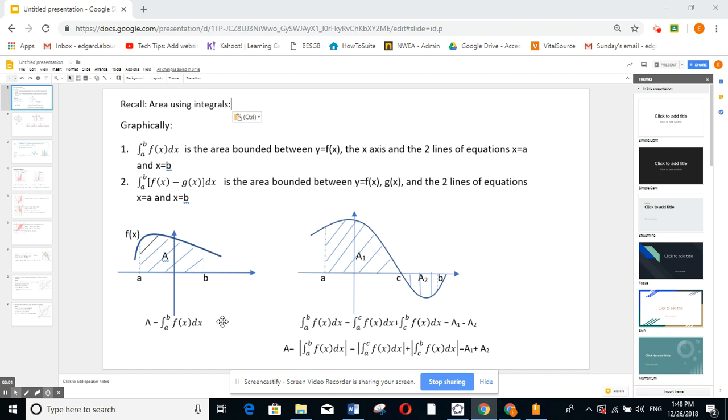Hi students, we know that the area from A till B of f of x dx is the area between f of x dx and the axes. What is the difference between putting absolute value and not putting absolute value? If I put absolute value, for example, if the area is down, it will always be positive.